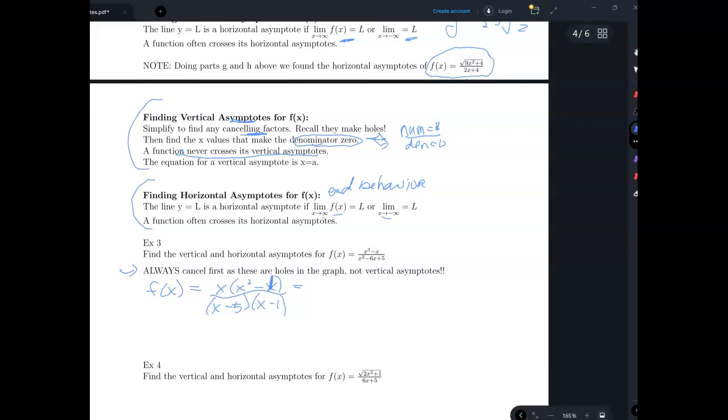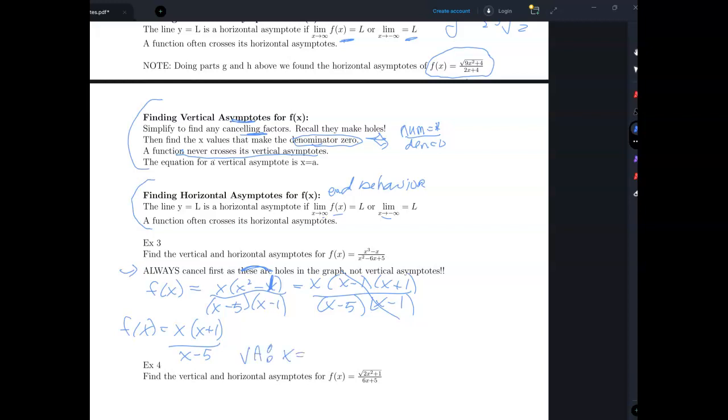Okay, then I'm going to see that this part right here is a difference of squares. x minus 1, x plus 1, over x minus 5, x minus 1. Okay, cancel. So x equals 1 is a hole in the graph. I'm not going to draw it, but it's not going to be a vertical asymptote. So our simplified function would be x plus 1 over x minus 5. I can see that my vertical asymptote is where the denominator equals 0, so that's 5. And that's how you state vertical asymptotes.